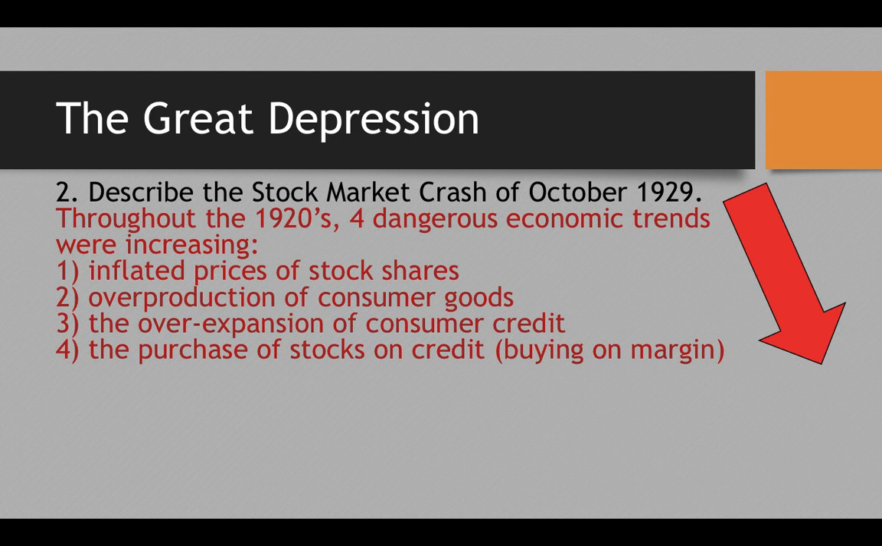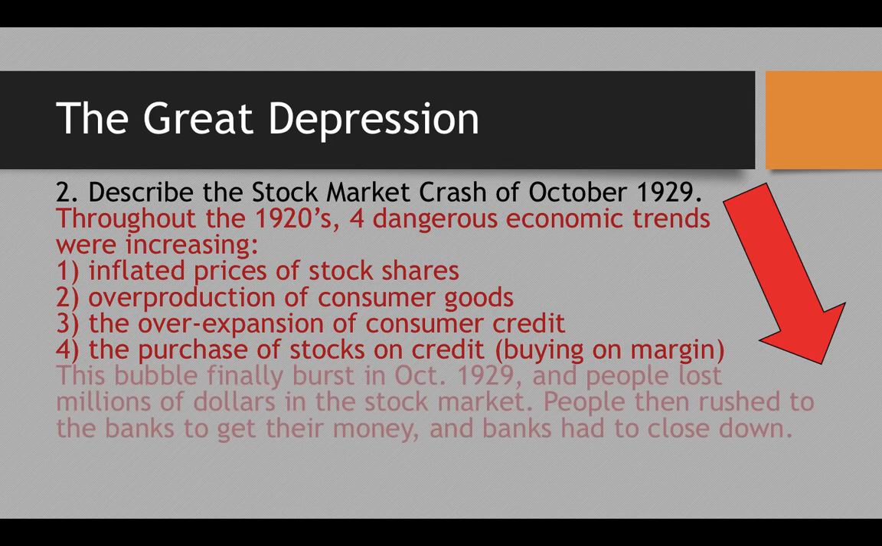And the fourth dangerous trend that was going on in the 1920s was the purchase of stocks on credit, or buying on margin. So you have this inflated price of stock shares combined with the overexpansion of consumer credit, and that was all called buying on margin. So people were buying stocks that were not as valuable as they thought they were, with money that they didn't actually have. As you can imagine, that is not sustainable forever.